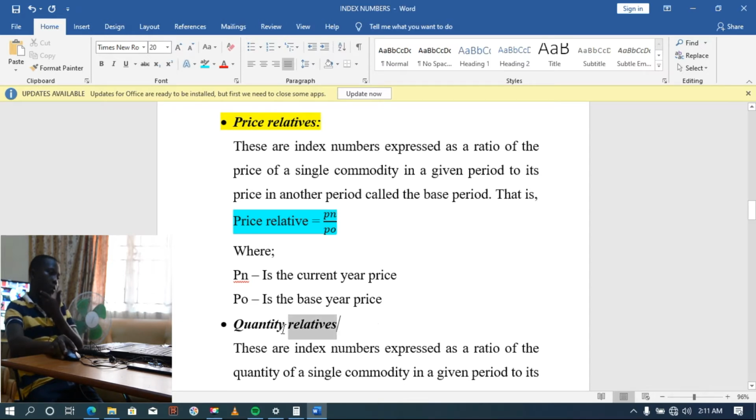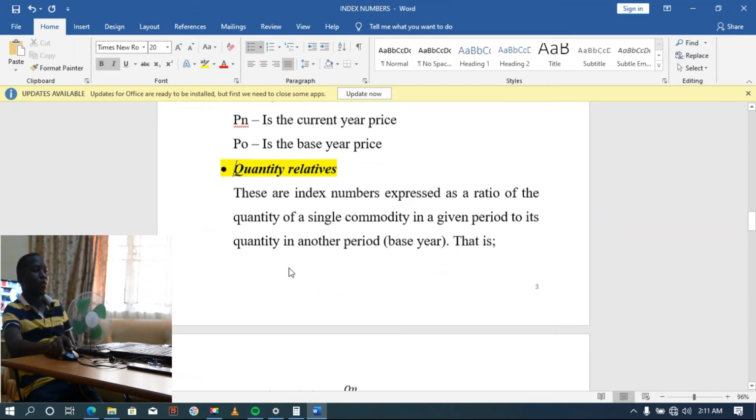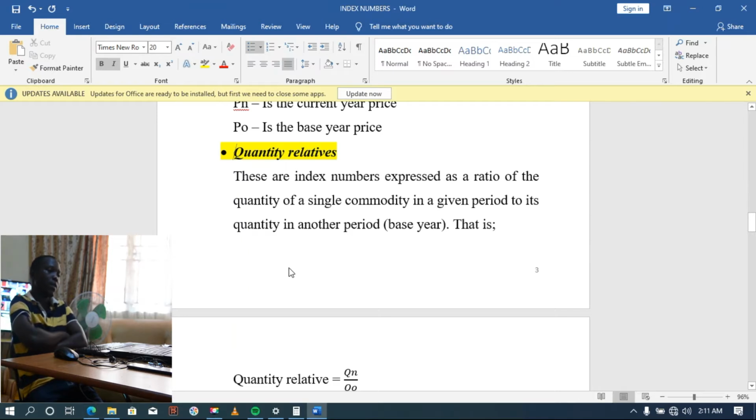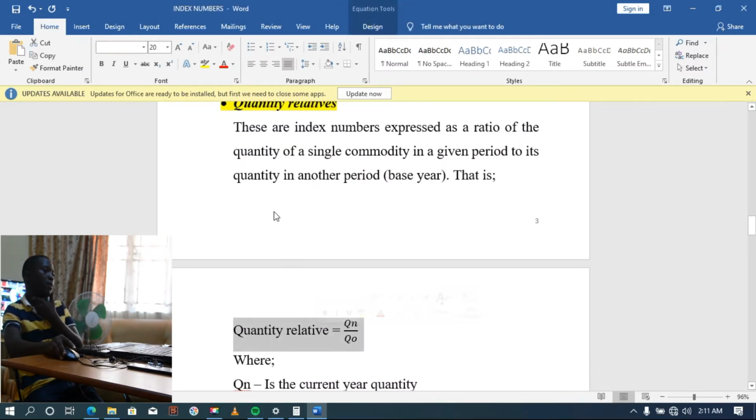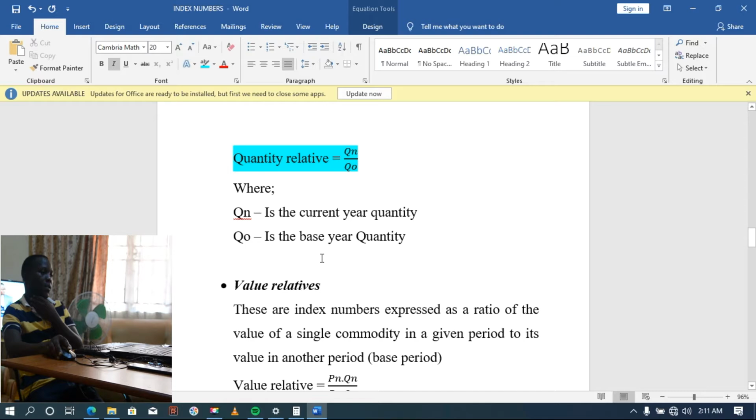Then we also have quantity relatives. This one relates to quantities, or we use information regarding quantities or units demanded or produced. These are index numbers expressed as a ratio of the quantity of a single commodity in a given period to its quantity in another period, which is the base period. We get the quantity relative by dividing the current year quantity by the base year quantity. That is Qn over Qo, where Qn represents the current year quantity and Qo represents the base year quantity.